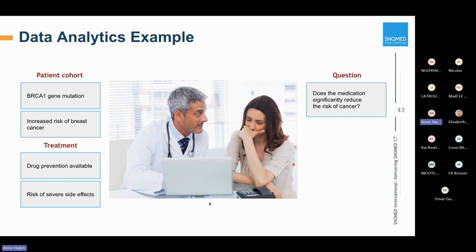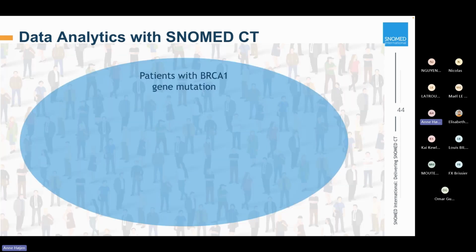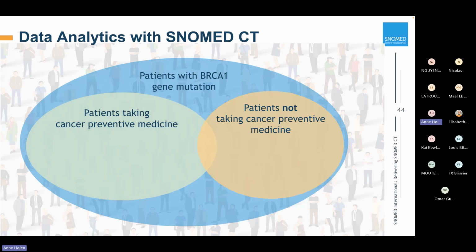And when you are presented with these risks, you really would like to have an idea about, well, if I'm going to do this and it's going to affect my way of living, will it really reduce my risk of cancer? So the way that we can start to investigate this is to do some analytics on our data. First, identify patients with a BRCA1 gene mutation, then separate them into two groups, those who have decided to take cancer preventative medicine, those who have decided not to. And then in those groups, figure out how many were diagnosed with breast cancer.